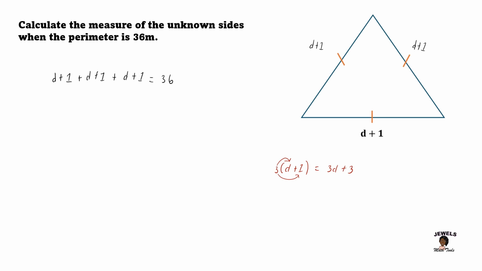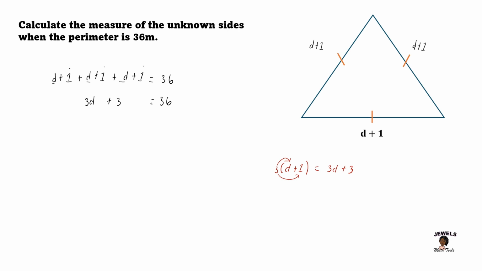So when calculating our like terms, we have d, d, and d, and we know that when d is added to itself 3 times, that will equal 3d, and then 1 plus 1 will give us 2, and 2 plus 1 will give us 3. Remember that our perimeter is 36, so all of this is equal to 36. So now we're going to move into our two-step equation rules.